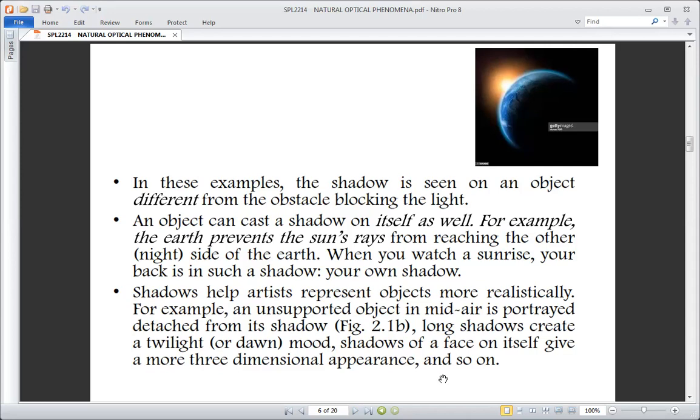So you have an object that is hanging in the air and then light on one side. Again, the object is portrayed to be detached from the shadow. I believe you can picture that. And then of course you have very long shadows which are created by things like very tall buildings or very long mountains, and that is what we refer to as twilight. Okay, twilight. So that again is just an aspect of blocking light.